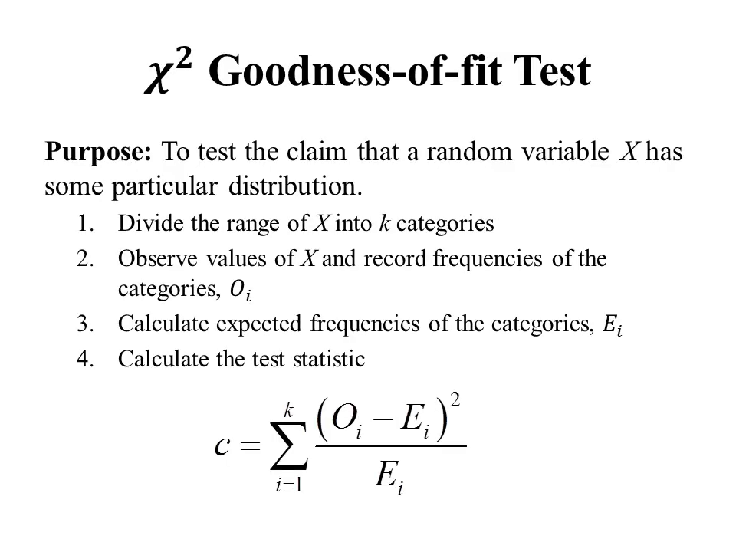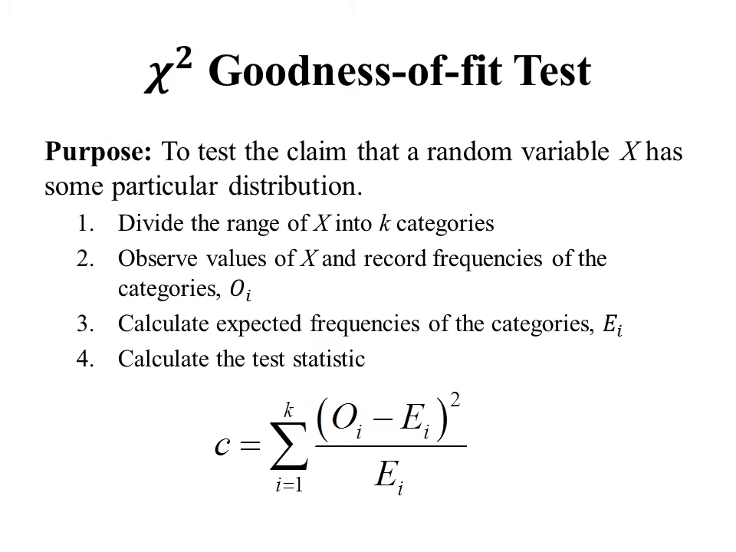So that's the basic idea behind this goodness of fit test, and specifically it's called the chi-squared goodness of fit test. The purpose is to test the claim that a random variable x has some particular distribution. And there are several steps to it. First, we're going to divide the range of x into k categories. In this case, we're dividing it into 7 categories, from 0 up to 6. Then from our data, we're going to observe values of x and record frequencies of the categories. We're going to denote those observed values O sub i. And then we're going to calculate expected frequencies of categories, denoted E sub i, as we just did.